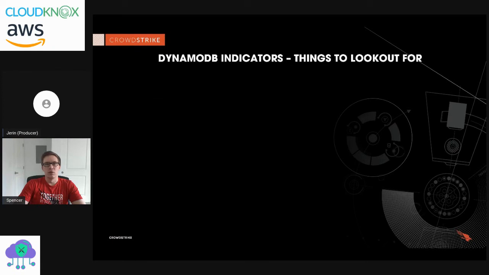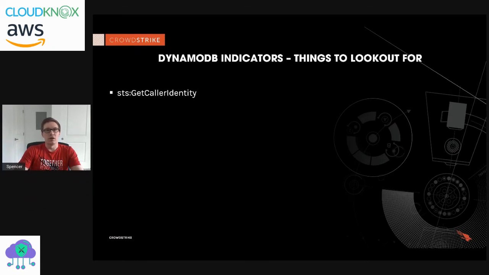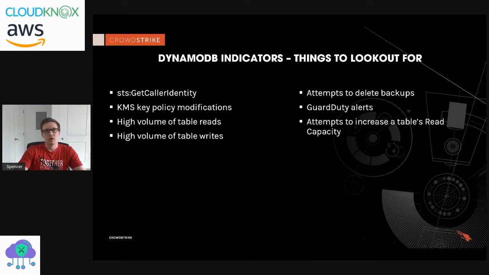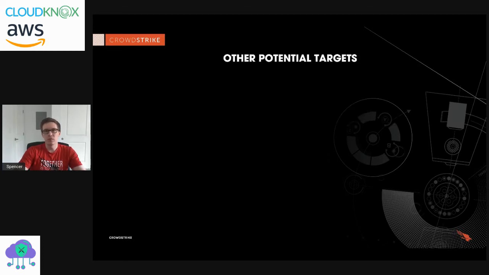Indicators to look out for, again, STS get caller identity, KMS key policy modifications, high volume of table reads and writes, attempts to delete backups, GuardDuty alerts, attempts to increase the table's read capacity. If they find a large table that has a low read capacity, they might increase the read capacity so that they can run parallel queries and download the entire database quickly without causing a denial of service in the environment. And that's kind of it for DynamoDB.